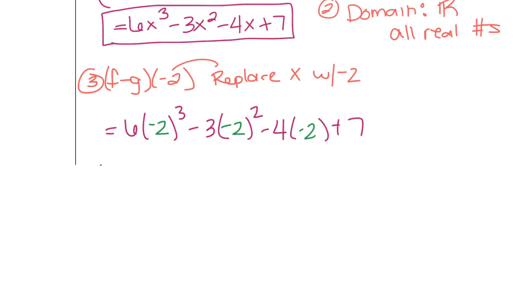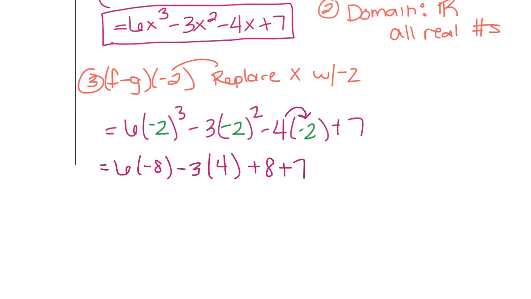So negative 2 to the third power is negative 8. That's negative 2 times negative 2 times negative 2. Minus 3 times negative 2 squared makes a positive 4. The next one doesn't have an exponent, so I can go ahead and multiply. Negative 4 times negative 2 is a positive 8. And then drop plus 7.